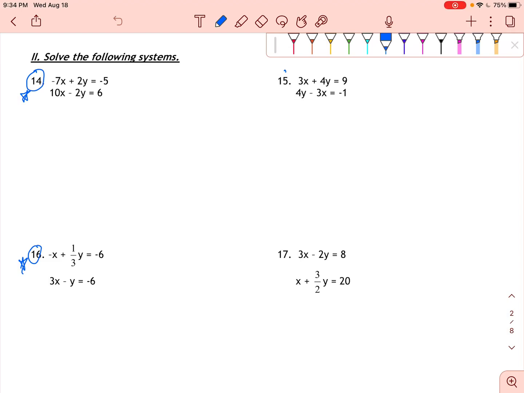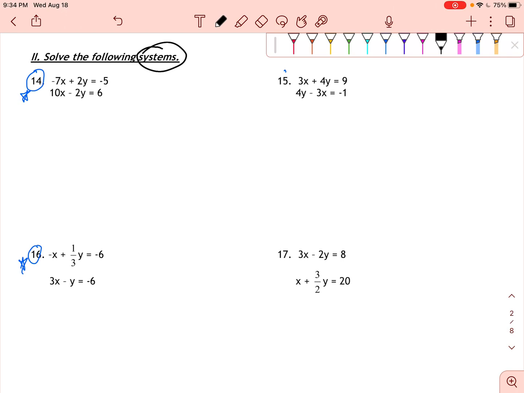Okay, so taking a look at 14 and 16 from the summer packet, the first thing I notice is that we do have two variables. We have an x and a y, which means if we have two variables, we need two equations, and that is called a system. So two variables, two equations, three variables, three equations, so on and so forth.